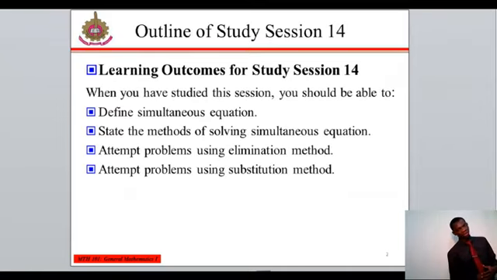Learning outcomes for study section 14. When you have studied this section, you should be able to define simultaneous equation. You should be able to state the different methods of solving simultaneous equations, such as the elimination method and the substitution method. Also, you will be introduced to the usage of graphical method to solve simultaneous equations.